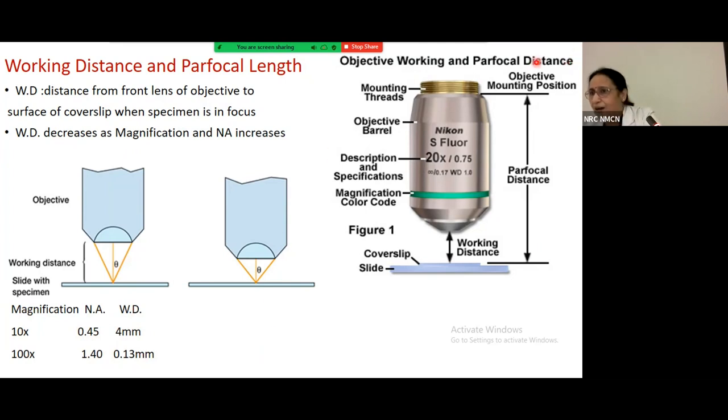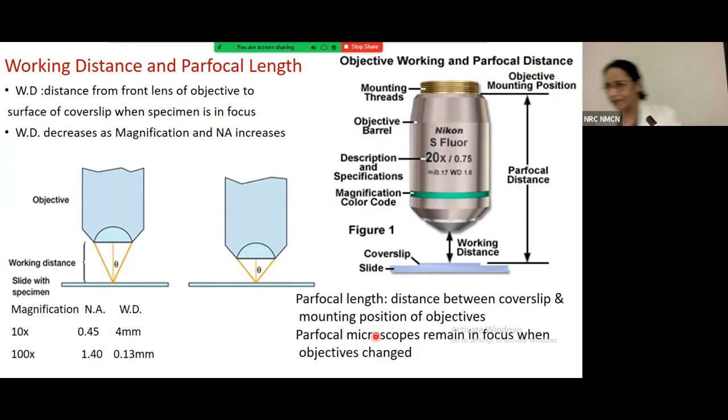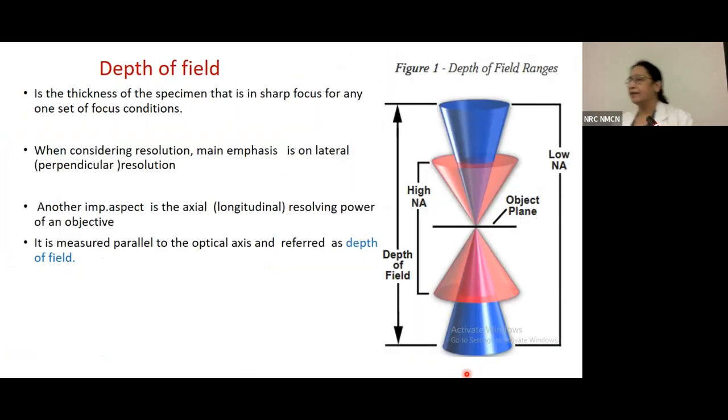Another terminology is parfocal distance. Parfocal length is the distance between the cover slip and the mounting position of the objective. Why is it important? In a parfocal microscope, a particular point remains in focus even when you change the objective from 10x to 100x. Then another terminology is depth of field. It is the thickness of the specimen that is in sharp focus for any one set of focus conditions.